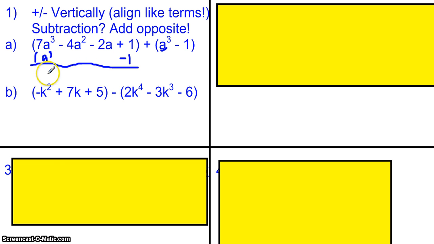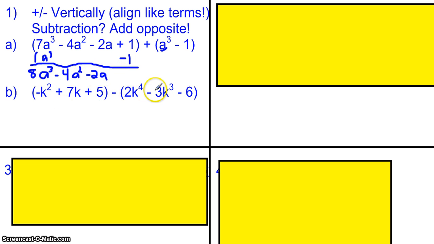How many a to the thirds? We have 8, right? It's a to the thirds, and we have 8 because we're adding them. There was nothing to add to our a squareds, so we have -4a squared. That's a 2. And we have nothing to add to the first degree term, so we just have -2a still. But notice that we have a +1 and a -1, which are opposites, so we're left with nothing. I don't even need to write anything here. So there we have our term added up.